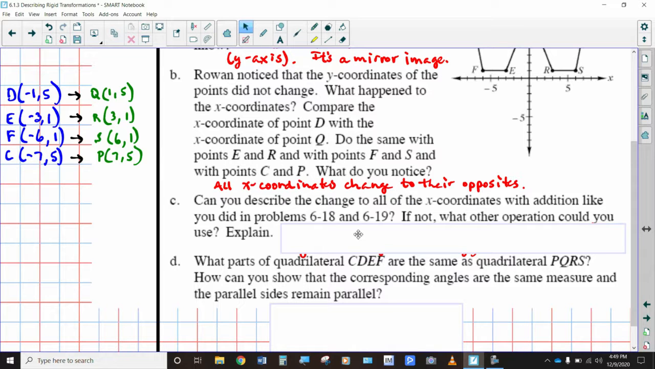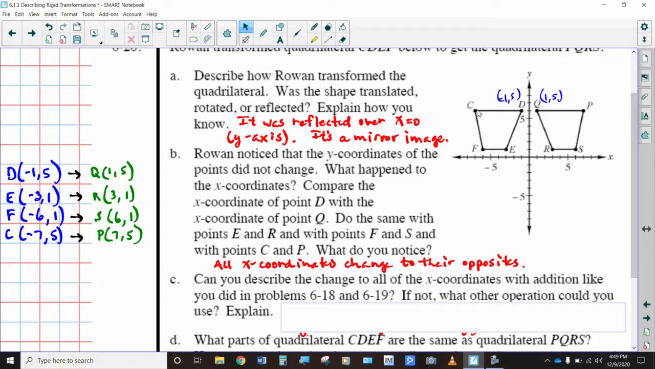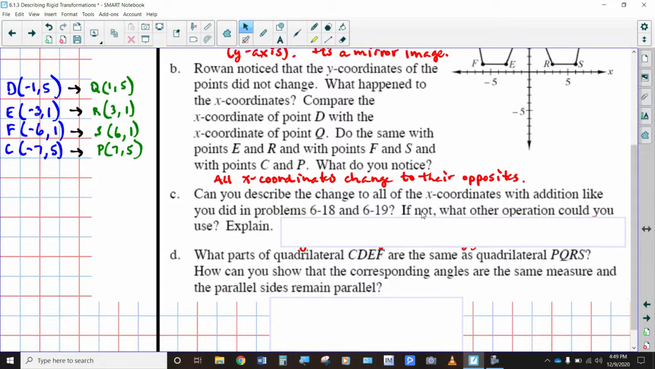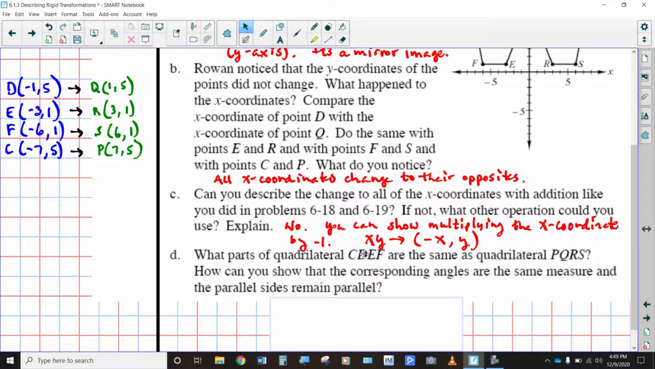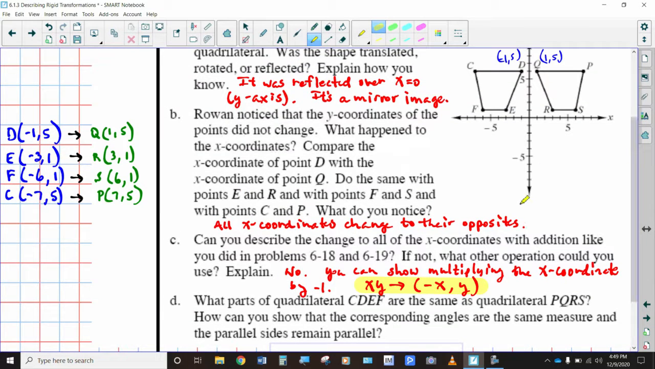This is not a situation where you would add the same number to C to get the coordinates of P and the same number to P to get the coordinates for Q. This is not a translation, so that type of situation with the coordinate notation does not work. In this case, you would have to show it by multiplying the x coordinate times negative 1. So this technically is the coordinate notation whenever you reflect an object over the y-axis.